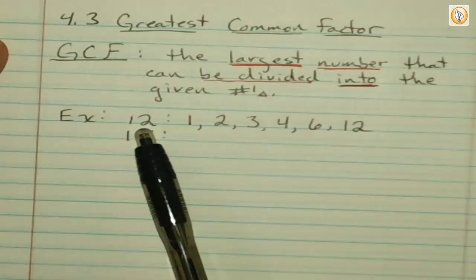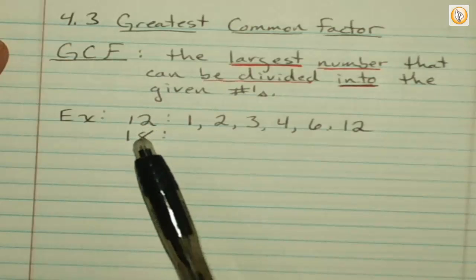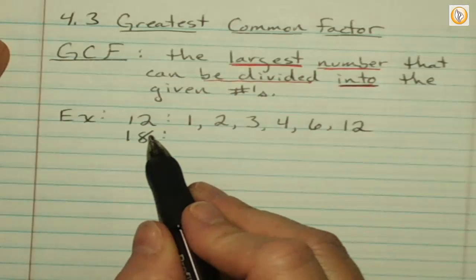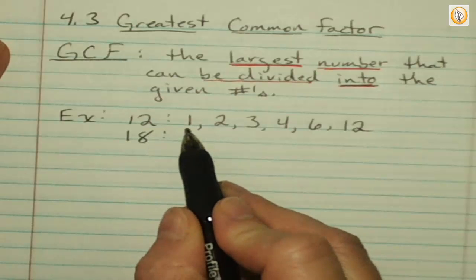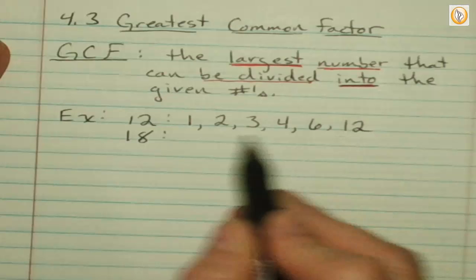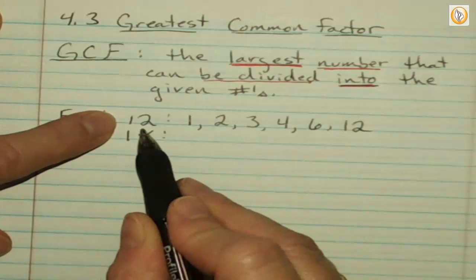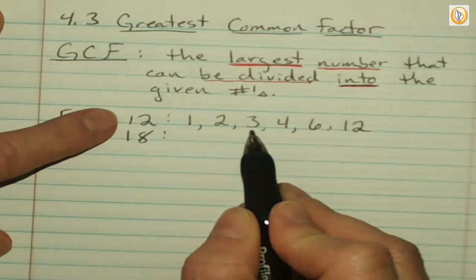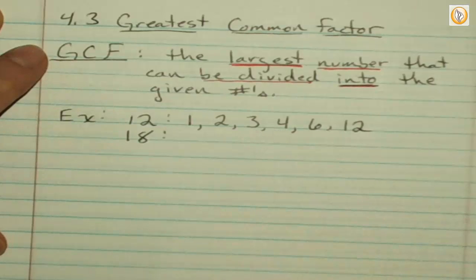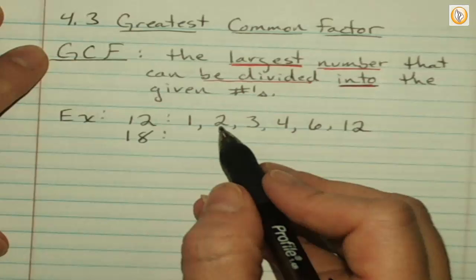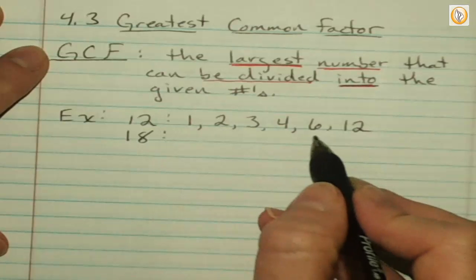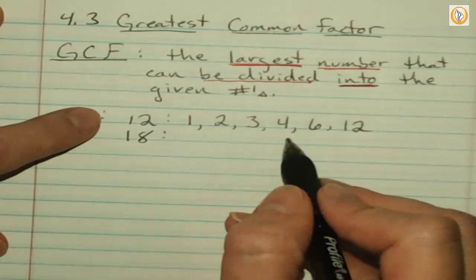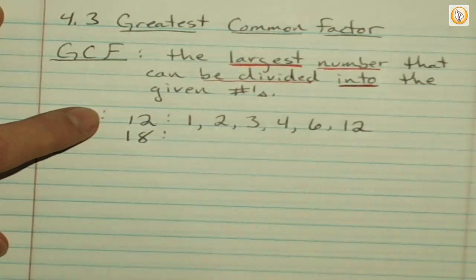5 can't go into that evenly. 9 can't go into that evenly. 10 can't. But all of these numbers can. 1 times what gives you 12? 12. 2, how many times does it go into 12? 6 times. 3 goes into 12 4 times. So if you know 2 goes in there, just ask yourself how many times. That's a factor. Oh, I know 3 goes in there. How many times? 4. Oh, there's another factor.